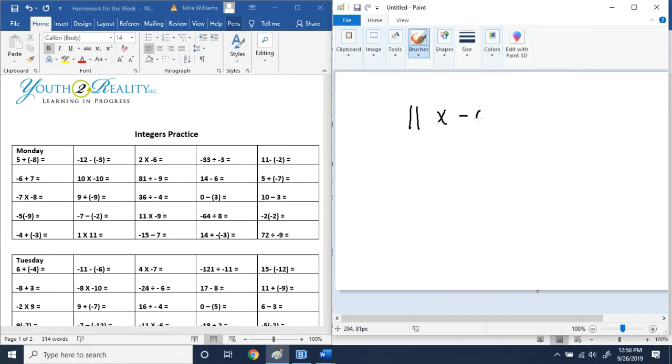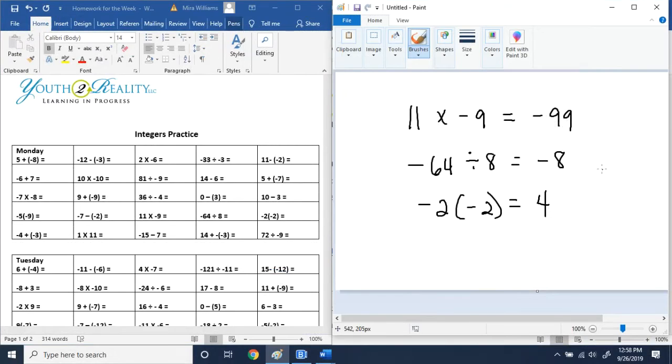Eleven times a negative 9 is going to be negative 99. Negative 64 divided by 8 is negative 8. Negative 2 times negative 2 is positive 4.